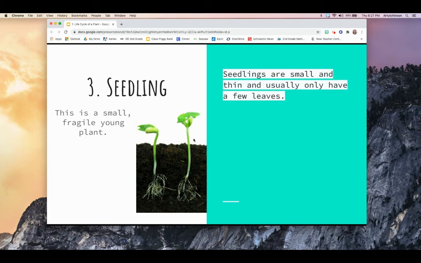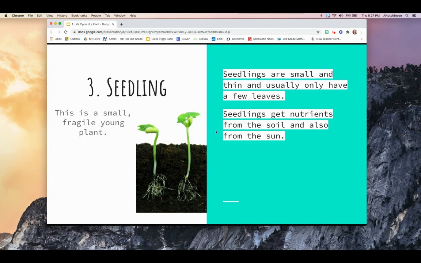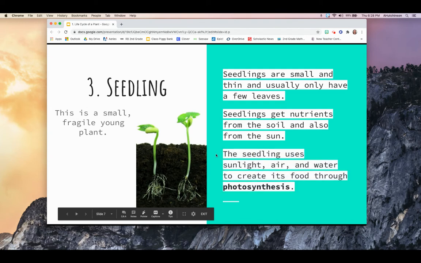Seedlings are small and thin and usually only have a few leaves. These seedlings actually still have their food that was stored in the seed with them that they'll continue to use for a while. Seedlings get nutrients from the soil through their roots and also from the sun. The seedling uses sunlight, air, and water to create its food through photosynthesis. I bet you've heard that word before. We'll come back to that process later.